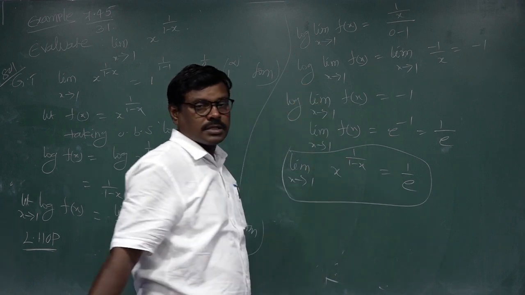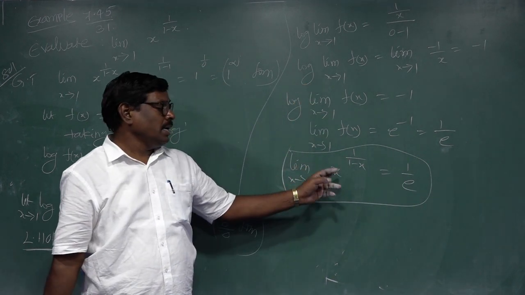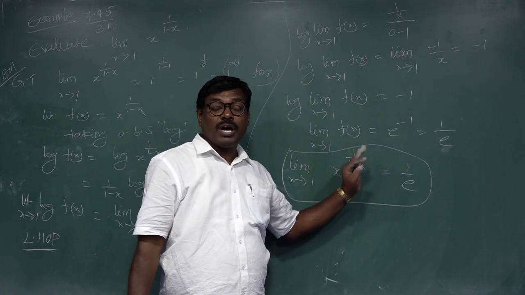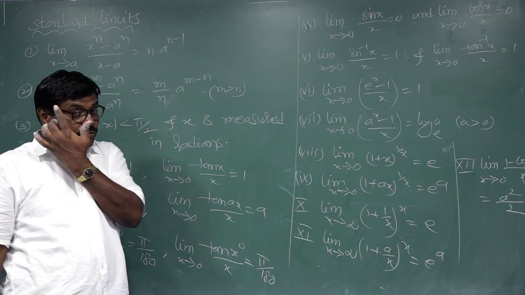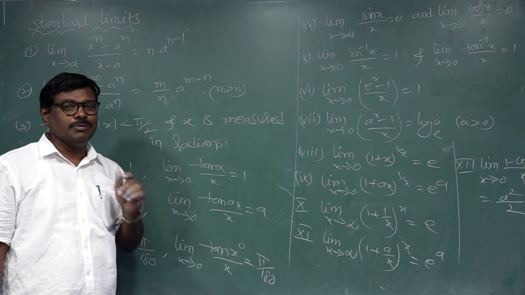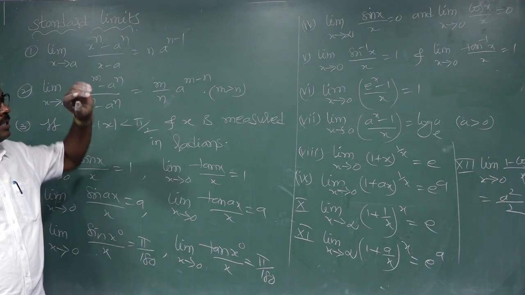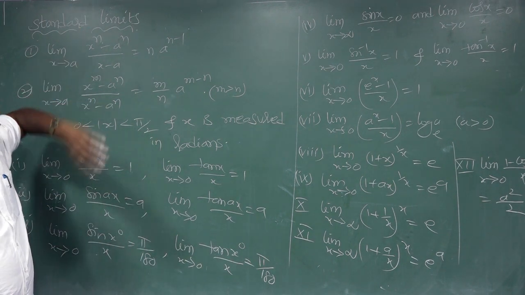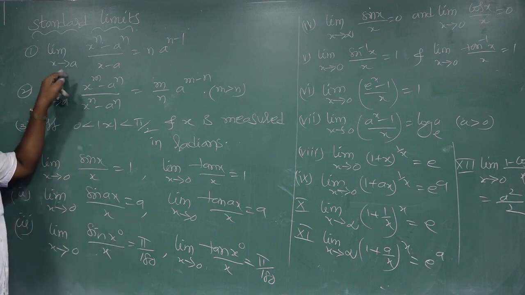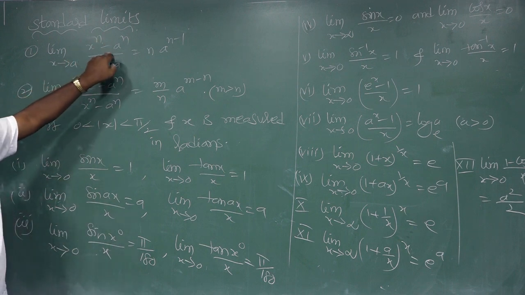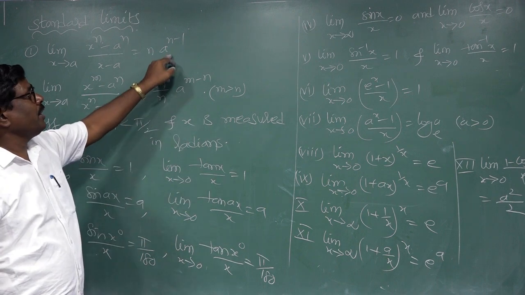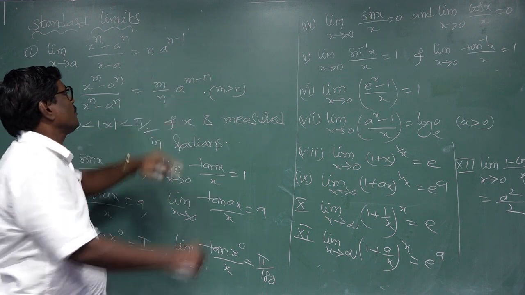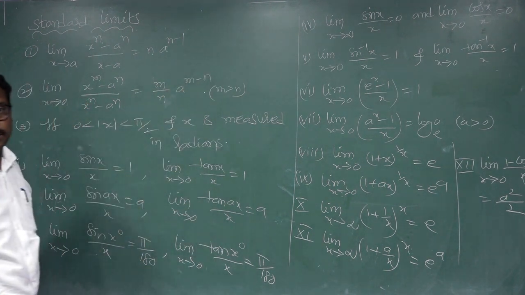This is the answer: limit x tends to 1, x power of 1 by 1 minus x equal to 1. Now, standard limit formulas. For this, the first formula is limit x tends to a, x power of n minus a power of n by x minus a equal to n into a power of n minus 1. This also has a proof.